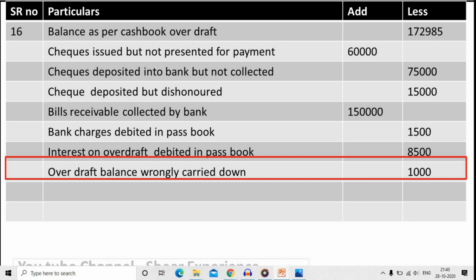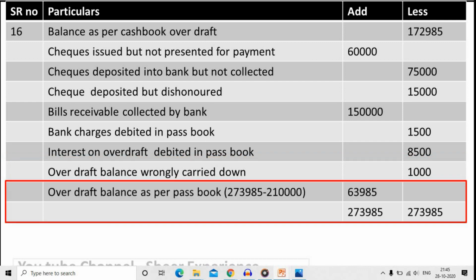Now we have to total the amounts in add column and less column. As per the rule, we have to mention the highest balance in both the columns. Here the highest balance is in the less column because of overdraft amount. So the total of less column is 2,73,985. So this amount we will mention in both the columns.